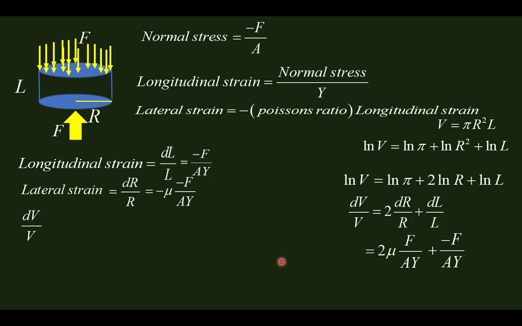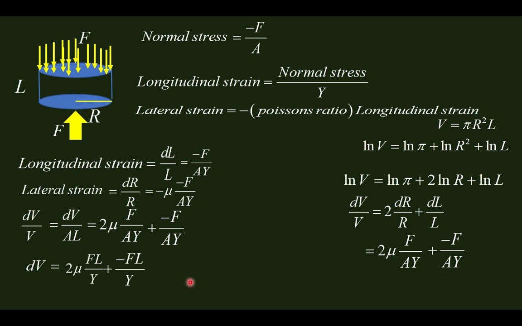So dV over V, we have got this expression, and the original volume V can be written as cross-section area into length, so this whole expression is multiplied by A into L. A will get cancelled throughout, and this L will come upstairs, so dV will be of this value.